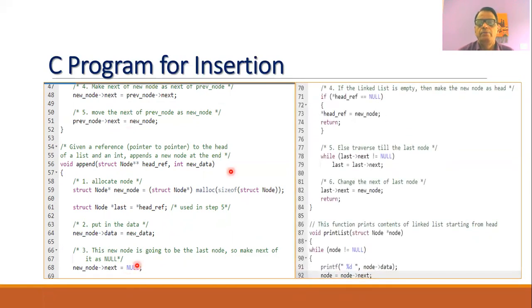And then if the list is empty, then this will be our first element. Otherwise, we will traverse the list by making use of the while statement. And then finally, we will change the next pointer of the last node. And this is a function print list that is being used in order to print the contents of the linked list.